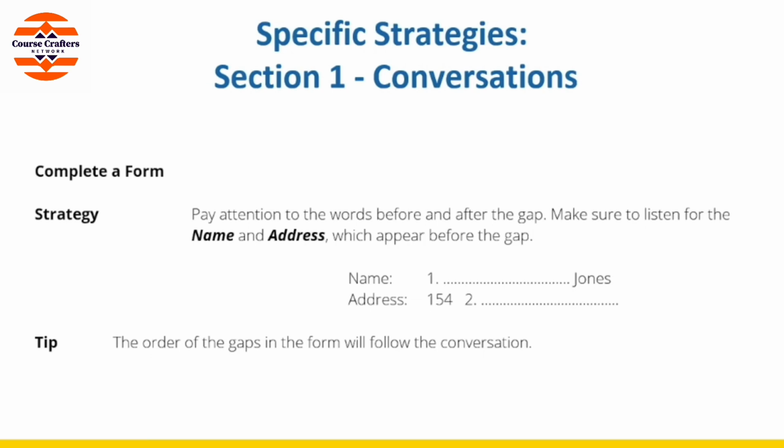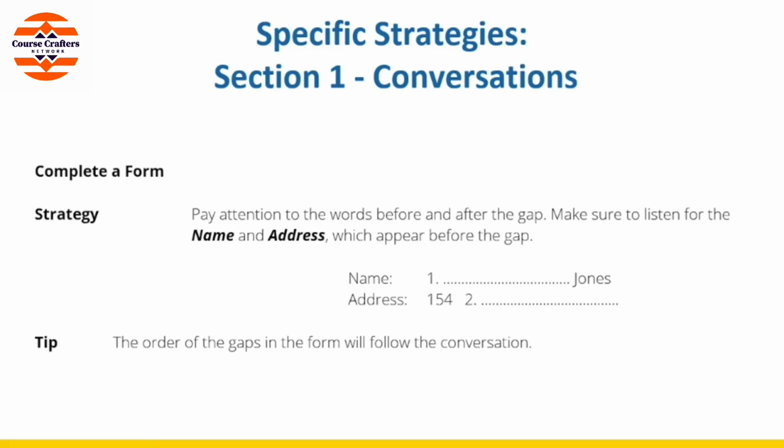The most important thing to remember when you're completing a form is paying attention to the words before and after the gap. Make sure to listen for the name and address which appear before the gap. So for example, here we have an example below with a name and address. As you see, we have a name, Juan, gap, and John's. So in this case, as you can tell, we have to listen for the first name of John's.